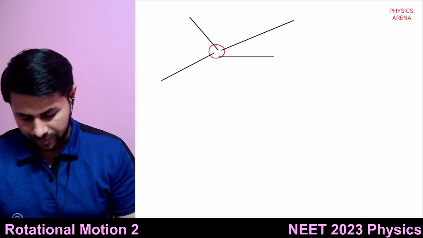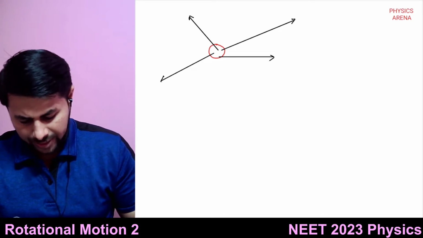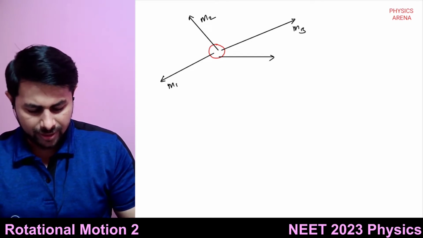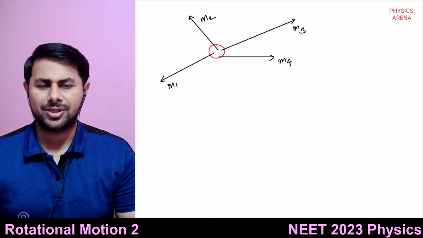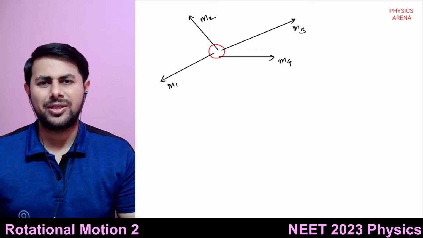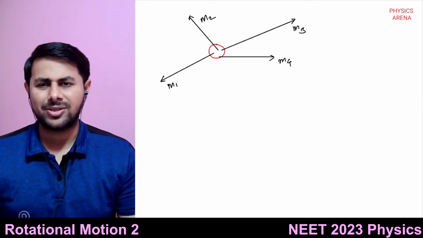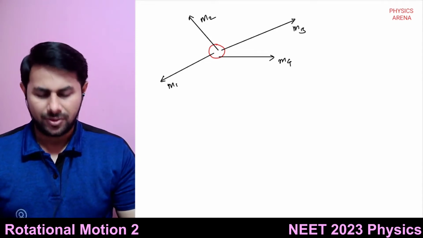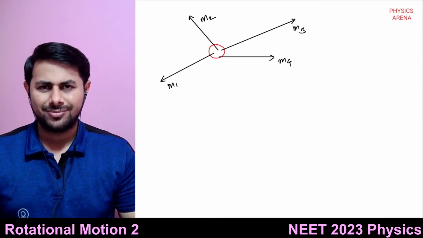My question is, and let's suppose m1, m2, m3, m4 are the masses of those four pieces, and v1, v2, v3, v4 are their velocities. What will be the velocity of the center of mass? It will be zero. So the center of mass will remain at that location only.